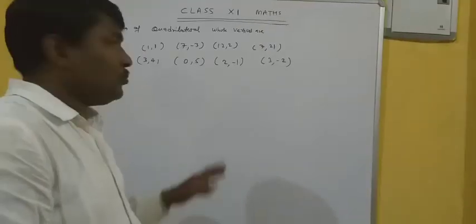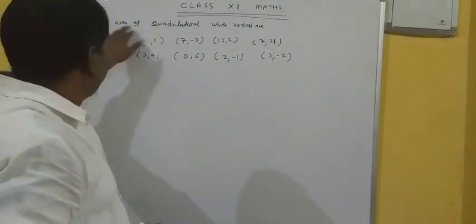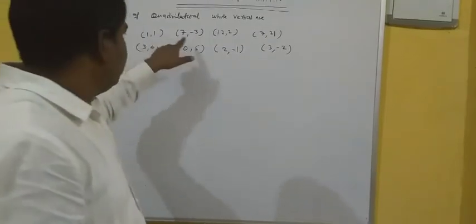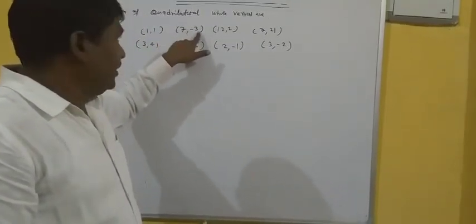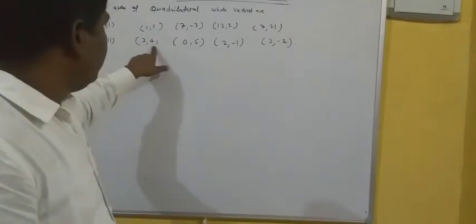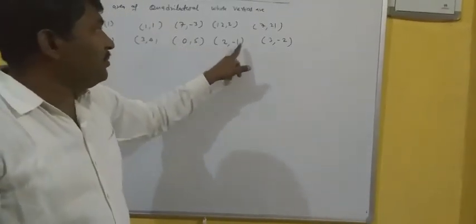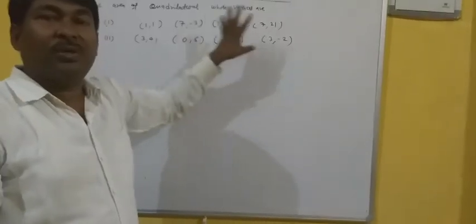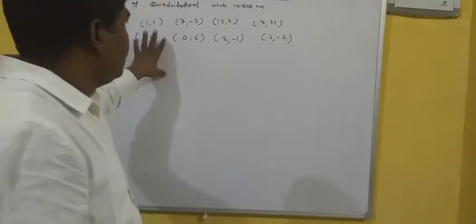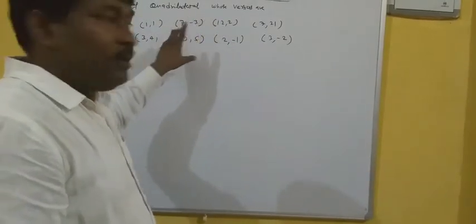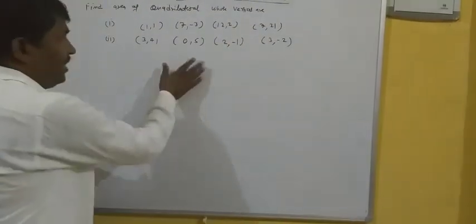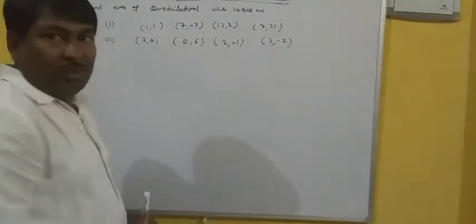So my dear students, find the area of the quadrilateral whose vertices are, first question, 1 comma 1, 7 comma minus 3, 12 comma 2, 7 comma 21. Second question, 3 comma 4, 0 comma 5, 2 comma minus 1, 3 comma minus 2. These are the questions that you need to solve at home as an assignment or homework based on area of quadrilateral. By applying the formula you can solve quite easily.